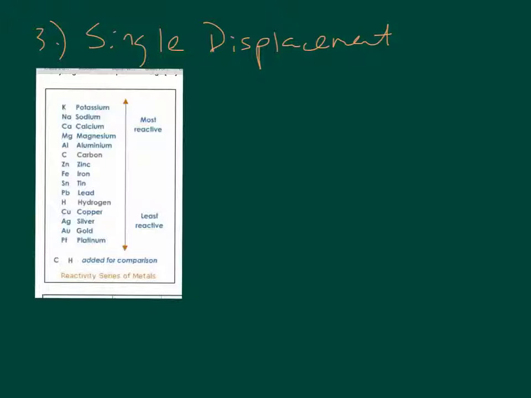Okay, now the other thing we need to do before we actually do any single displacement or replacement reactions is talk about cations and anions. You should remember that from back in chapter 22. The cation is the positive metal ion in an ionic compound, and the anion is the negative non-metal ion in an ionic compound.